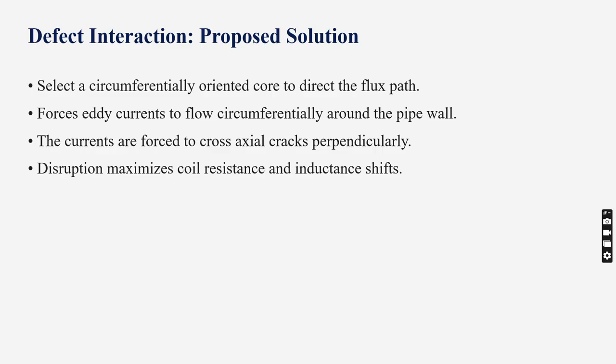So, to overcome this geometric limitation, we orient our sensor core circumferentially around our pipe relative to the pipeline axis. This forces the magnetic flux lines to bridge the pipe surface in a loop, inducing eddy currents that flow circumferentially around the circumference of our pipe.